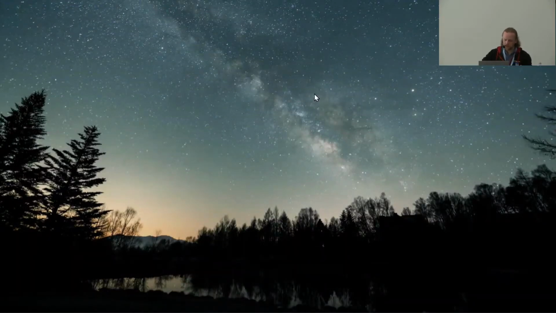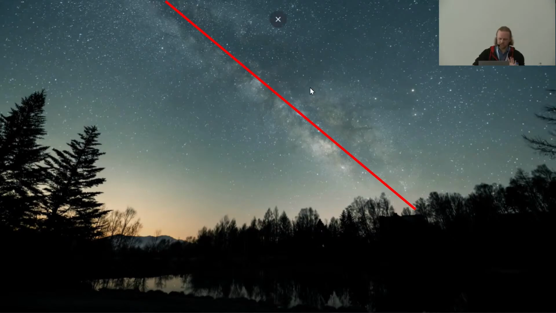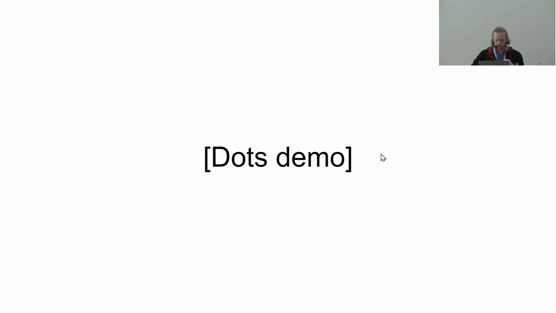Another example of a line like this is the Milky Way in this rather beautiful picture. The Milky Way is in some sense extremely far away, right? We're talking about a line here that's so far away that when you look at it and you move yourself around, it doesn't appear to change its position from your point of view.